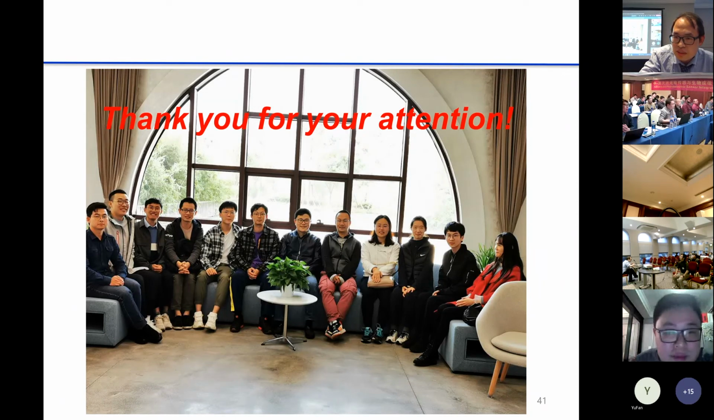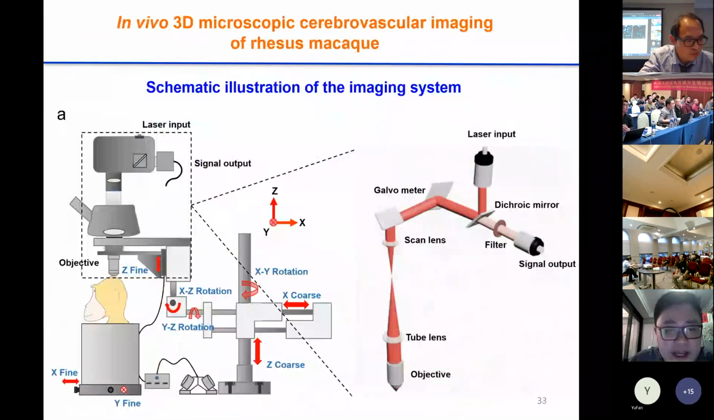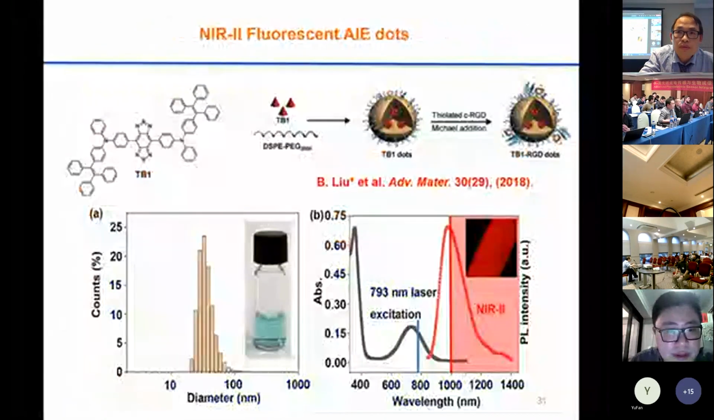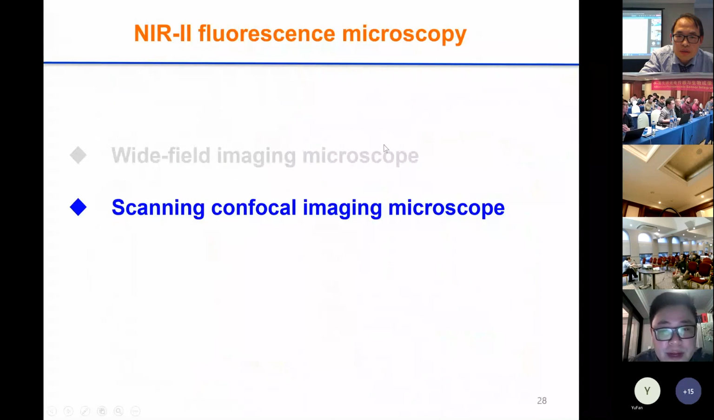Here we use semiconductor lasers. How much power do you normally need? Two different cases. For the wide field imaging microscope, the power of the laser is not so large, maybe 40 or 50 microwatts before the objective.